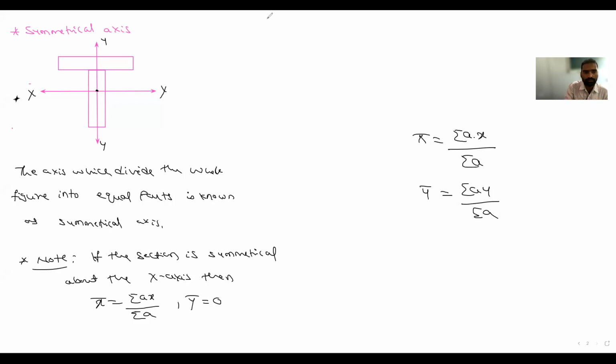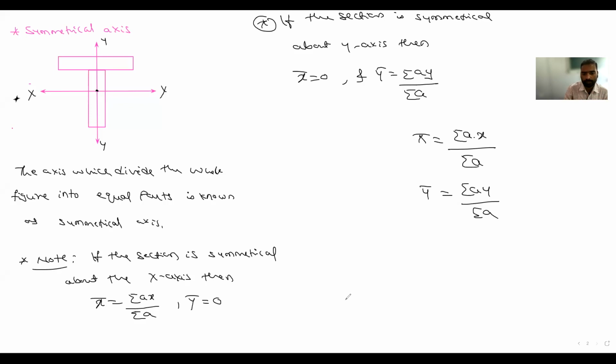If the section is symmetrical about the y-axis, then x bar is equal to 0, and y bar is equal to summation of a into y divided by summation of A. Summation of A is the total area. Is it clear, everyone? Yes, sir.